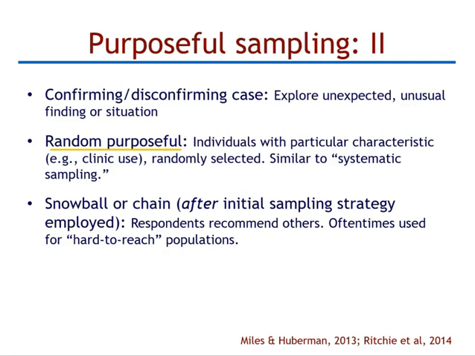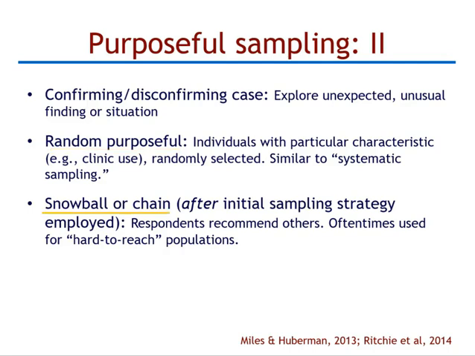Random purposeful sampling entails selecting a small purposeful and random sample before some outcome is known. So an example would be selecting every 3rd client in a clinic or every 6th client in a clinic. So this is fairly common, and the aim of this approach is to increase credibility.